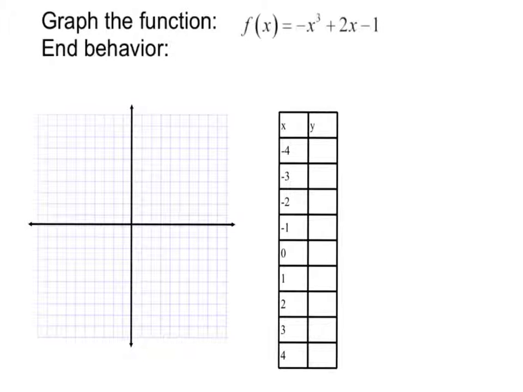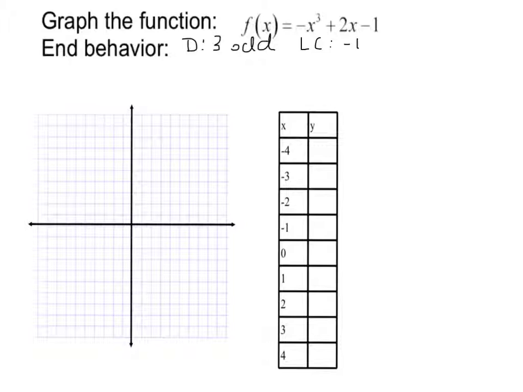In graphing this polynomial function, the first thing we'll decide is the degree. The degree is 3, which is odd. After that, we are going to look at our leading coefficient. Our leading coefficient is -1.